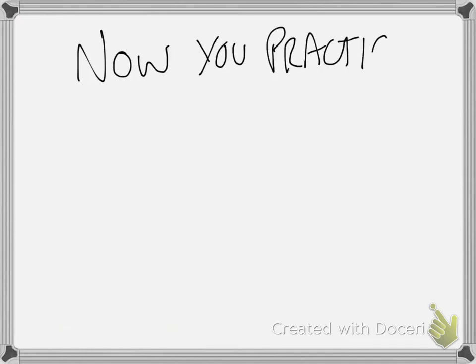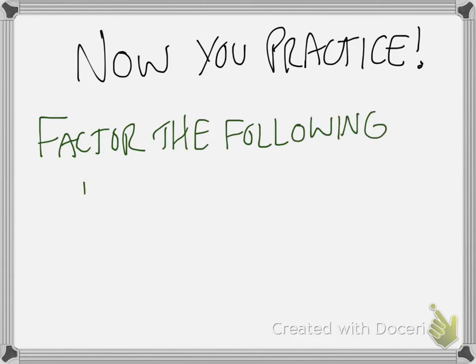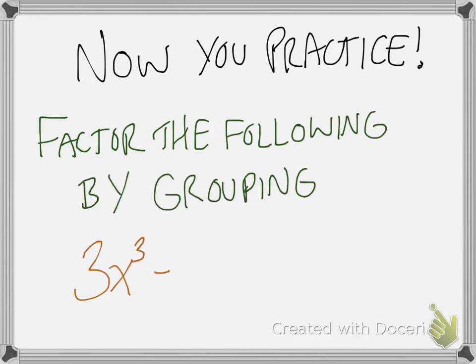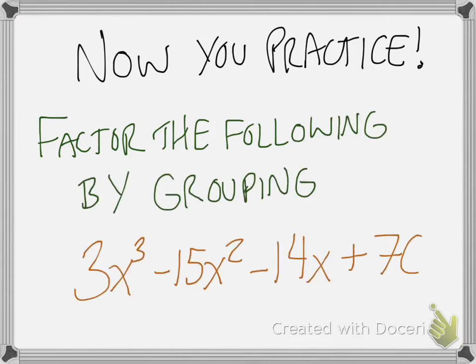Now that you've had a chance to see how we did the problem correctly on the practice test, I want you to please factor the following problem by grouping. So the problem is 3x cubed minus 15x squared minus 14x plus 70.